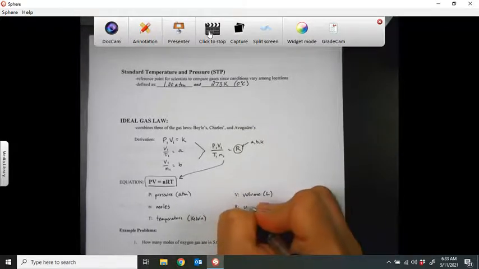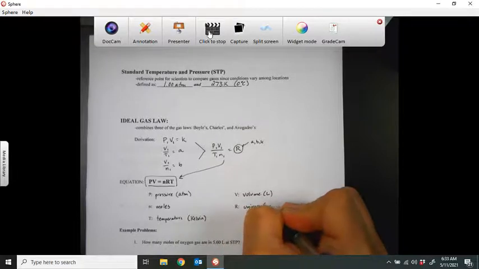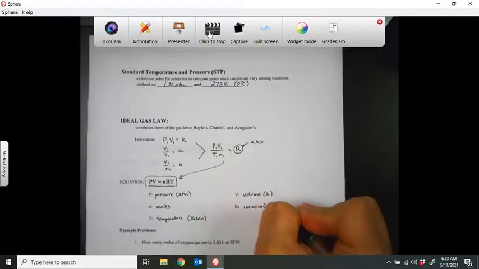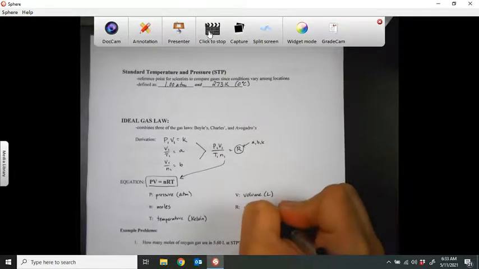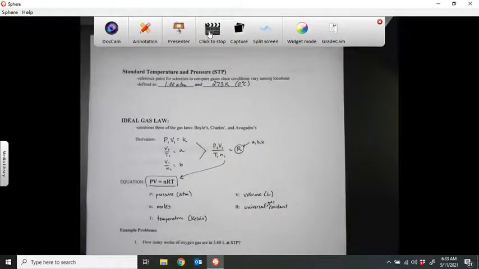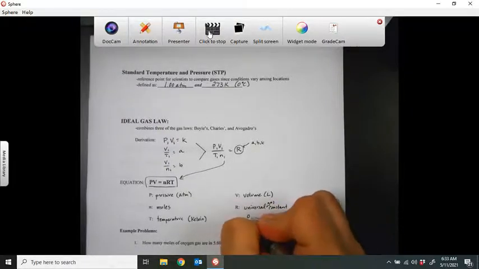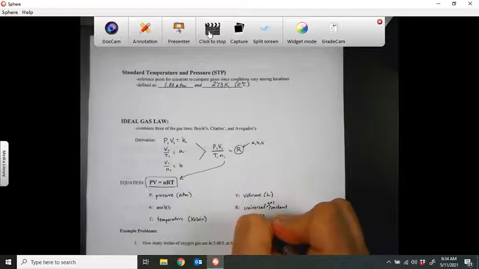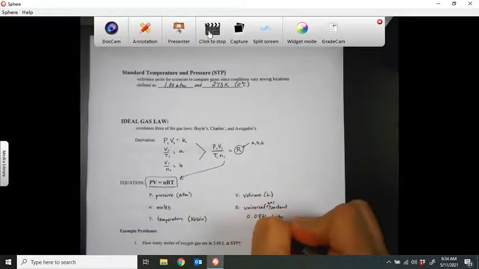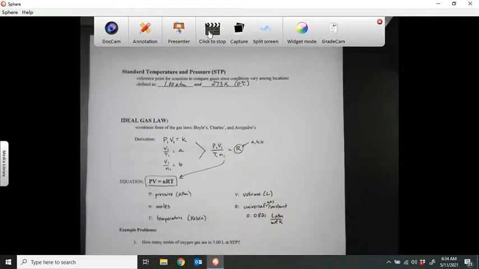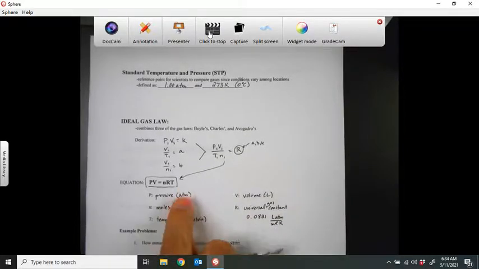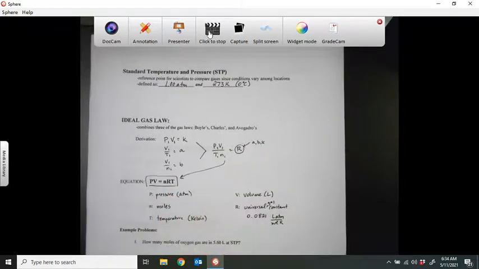And R is the universal gas constant. And it has a lot of different values. But because of the version that we're going to use, it has some weird units that will cross out everything, give us what we need when we put it into the equation. So this value that we're going to use is 0.0821 liter atmospheres over moles Kelvin. So the units here tell us what the units have to be in all of these.